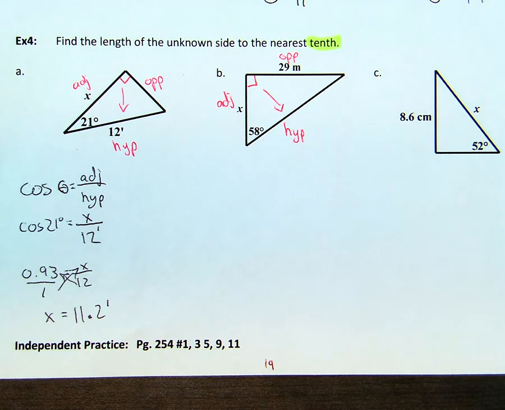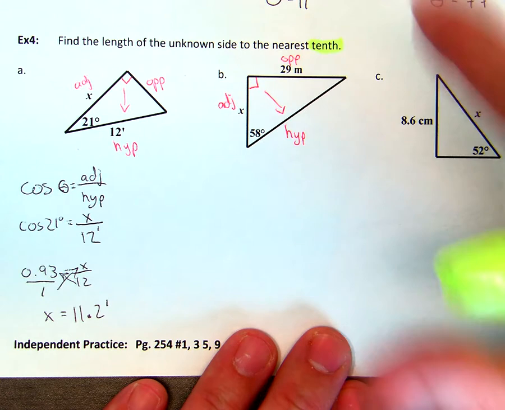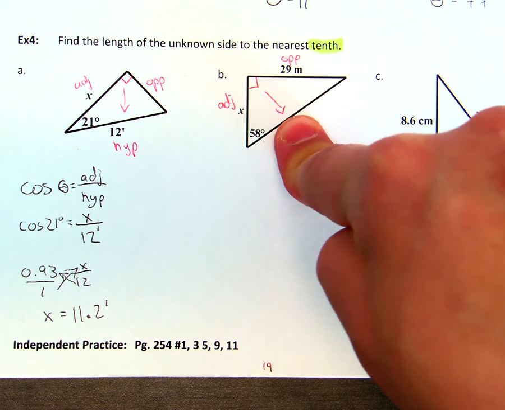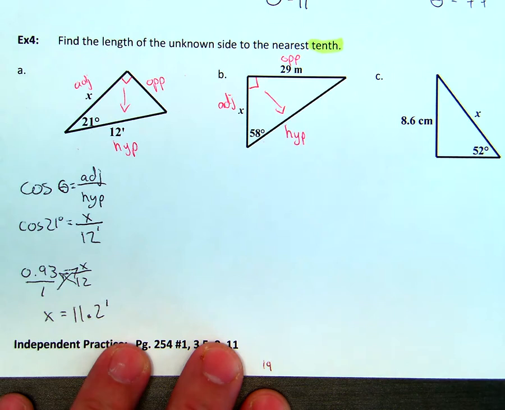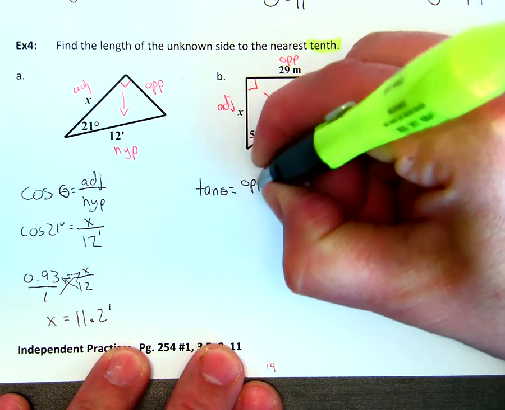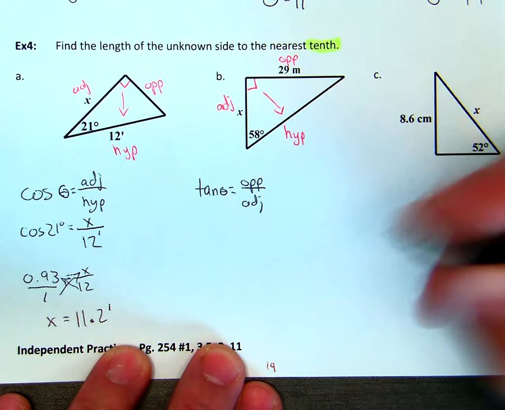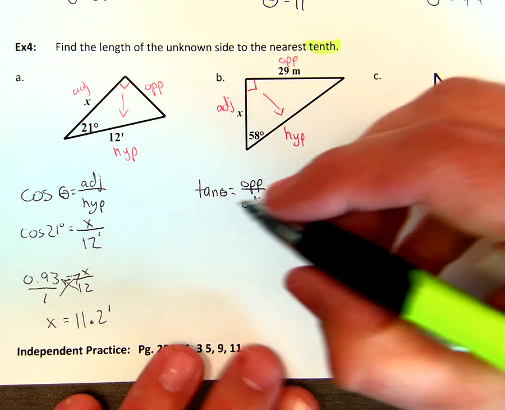Then I want the adjacent, and I have the opposite, so I need something that has the adjacent and the opposite. If you look on the chart at the back, it's tan. So tan theta is opposite over adjacent. I replace the theta with 58.